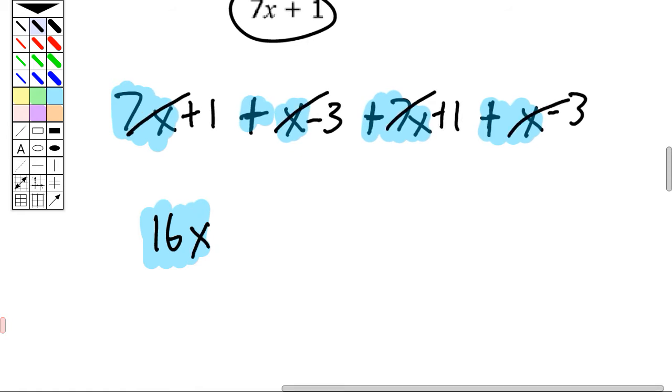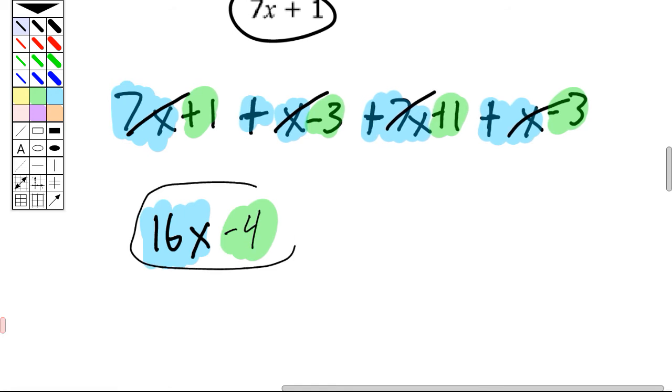No other variable terms, so now I go to my constants. 1, take away 3, well now I'm in the negatives, negative 2. Negative 2, add 1. Negative 2, add 1. Well, I'm at negative 1. Negative 1, now go negative 3 more, puts me at negative 4. So final answer, 16x minus 4.